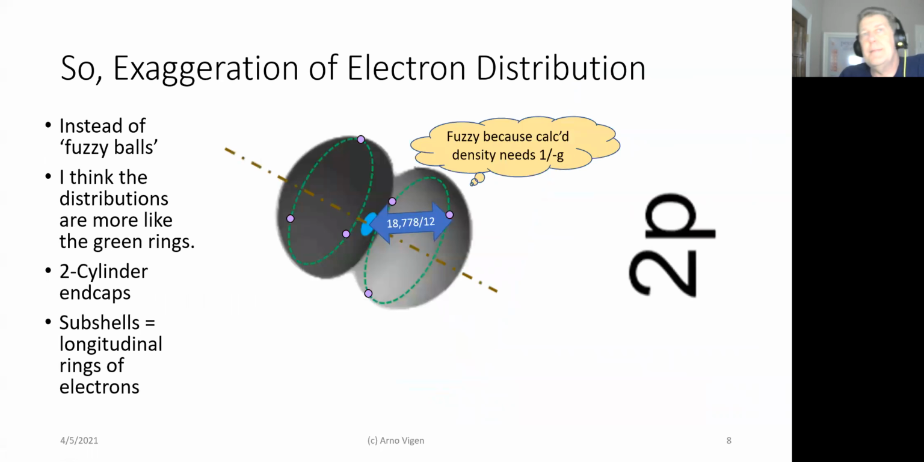So why is this important? Well, if you go look in your textbooks right now, they'll talk about the fuzzy balls and the electron distributions, okay? And I show these electron distributions as 2 rings of electrons at longitudinals, so basically at the end caps of a cylinder, 2 cylinders on each side of the nucleus. And that distance is this 18,778 divided by 12, okay? And that's the size of that green ring. And so I actually disagree with your textbook that it's this big fuzzy ball. I think these are pretty tiny little rings.